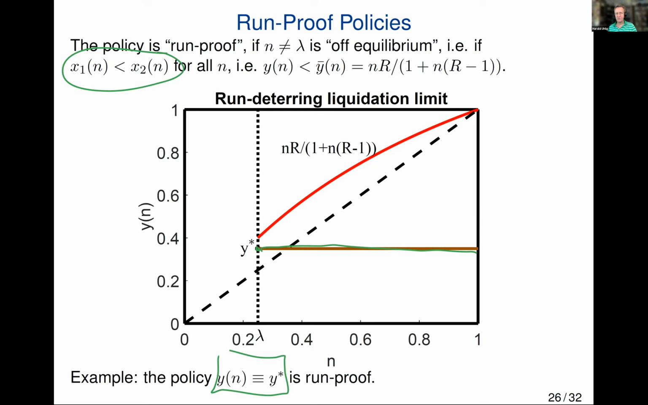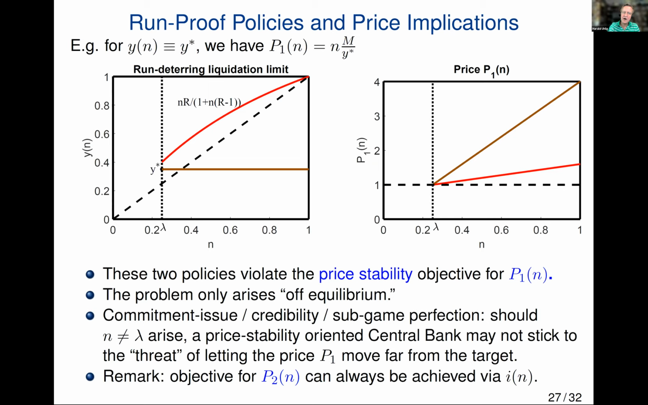Now you could say, well, problem solved. Why don't we do this? Well, the problem is the price implications. If you look at the price implication for the brown line or maybe the red line, they're in these two slides. The brown line would imply that the price, as a function of n, would go up dramatically. It would no longer hit maybe your price target of one, if that's what you want. And even with the red policy function, you would not hit it.